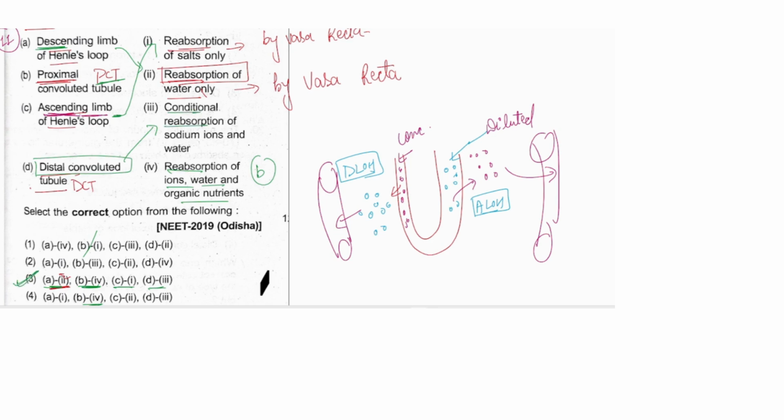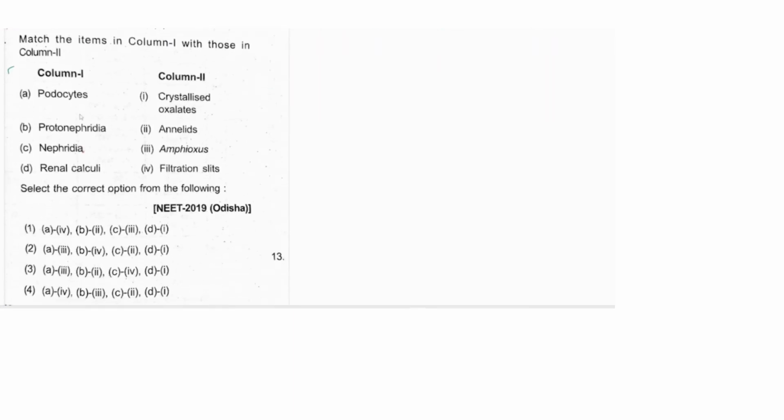Okay, then the next question is question number 12. Match the items of column 1 with those of column 2. There are podocyte, protonephridia, nephridia, renal calculi. Podocytes are actually part of the glomerulus capsule. We have seen that podocytes are present only there.